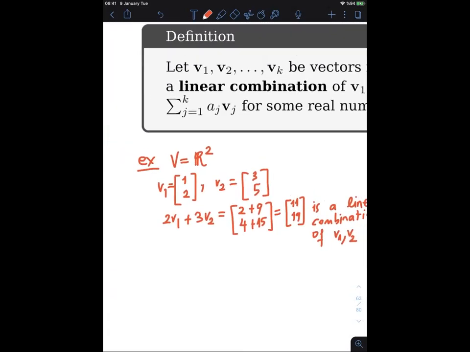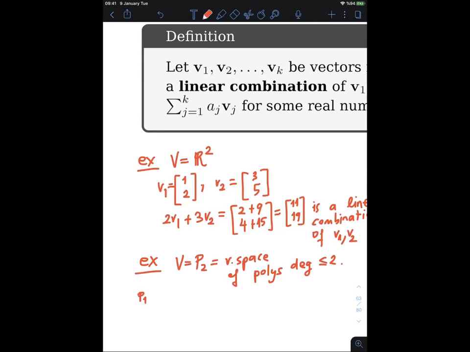Let's give another example. What should we give? The question is, this time let's take V to be P2. Remember what P2 is? This is the vector space of polynomials of degree less than or equal to 2.